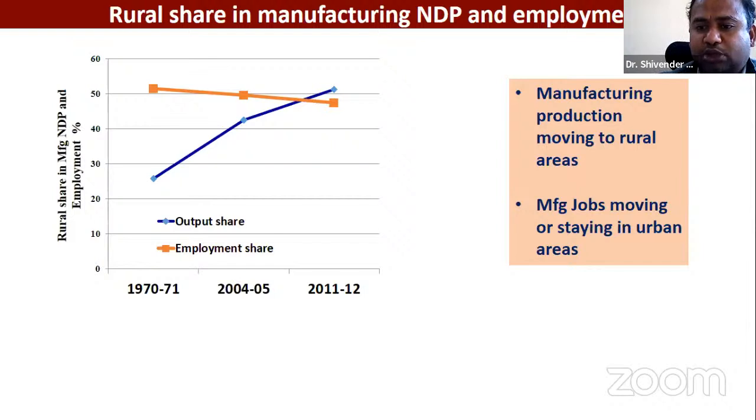Either manufacturing jobs are moving to urban areas or staying in urban areas. Sometimes it happens, as you might have noticed, that when an industry or a factory is being constructed in rural areas, workers and supervisors don't reside there in the rural area. They commute from nearby peri-urban or urban areas to the rural area. So that's why they are not counted as employees of the rural areas. So there is some counting problem also. That's one of the issues in the manufacturing industry.